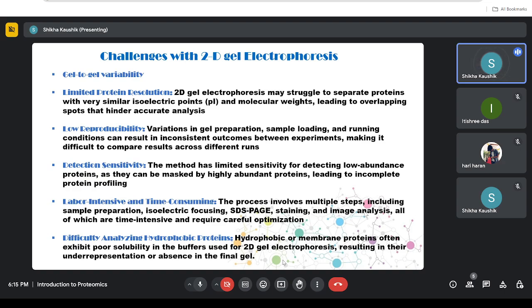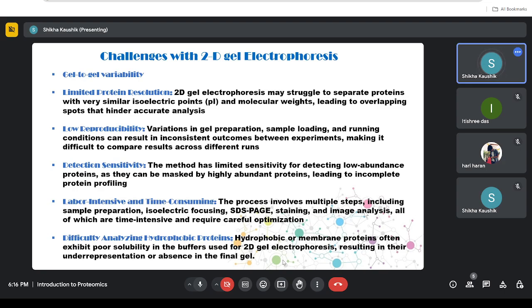So these are the challenges, because once you're done with your two-dimensional separation, you have to focus on staining as well, and then you have to do image analysis. These are the steps where one has to be very careful, and whenever you're reproducing your result, you have to follow the same protocol. It is very time consuming because it takes approximately 3 days to complete the entire process, and sometimes more depending upon what kind of staining you have done.